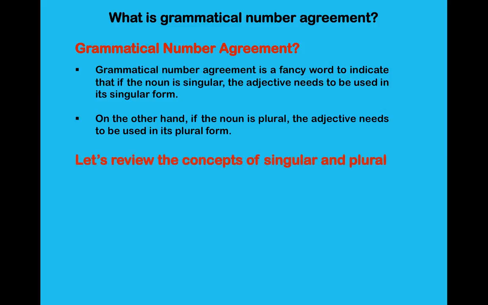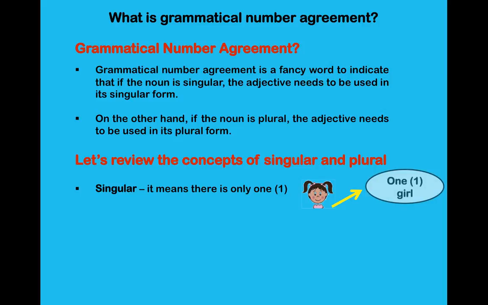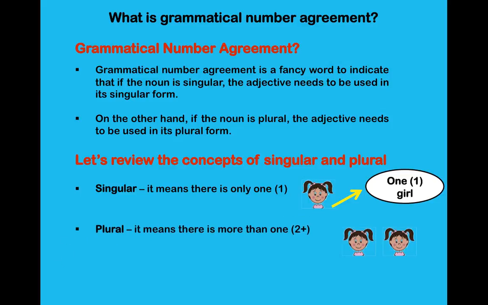Let's review the concepts of singular and plural. What is singular? What does it mean? Well, it means that you only have one of something. You have one ball, one pencil, one desk, one chair, or there is only one girl. What is plural? Plural means that you have more than one. So you will have two, or three, or four, or a million. It's anything that is more than one.